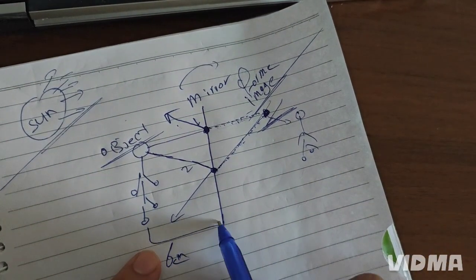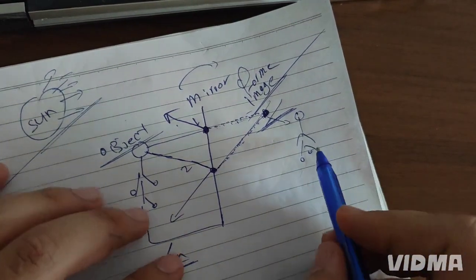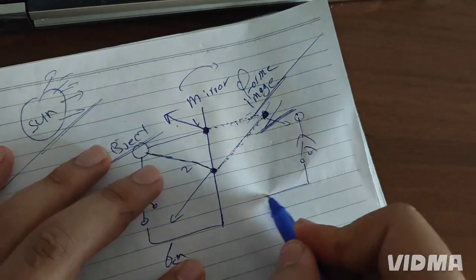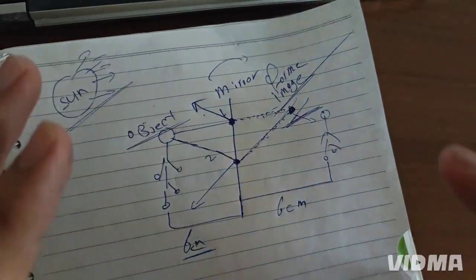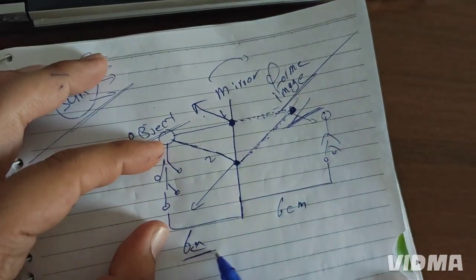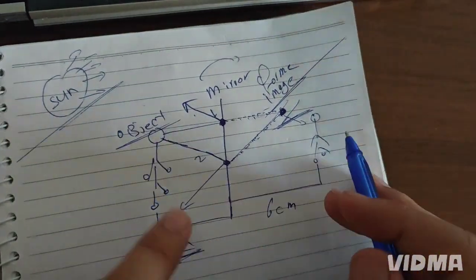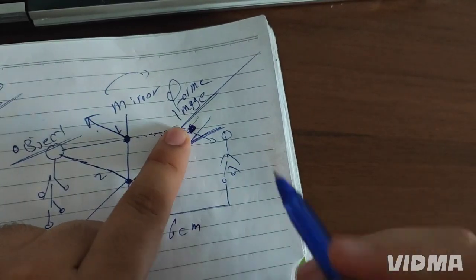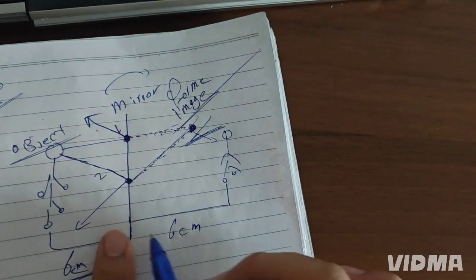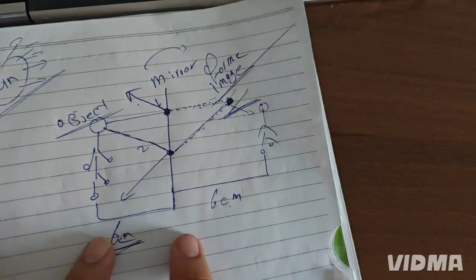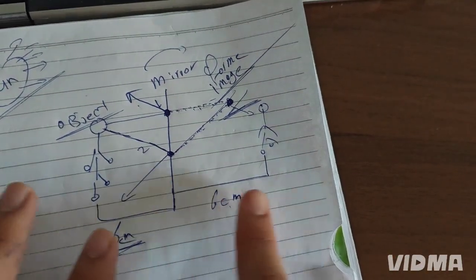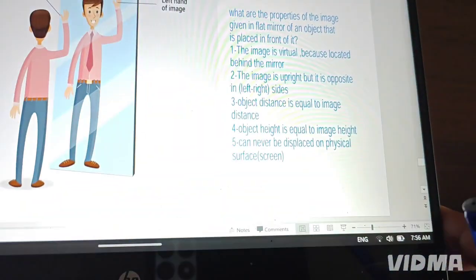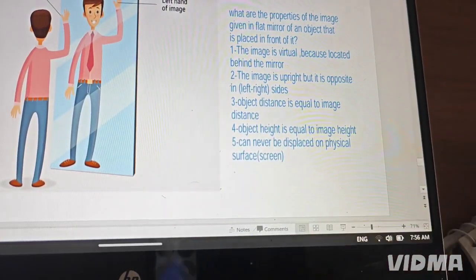So this is the object that we put in front of the mirror. The distance was 6 centimeters. This is the image that is located behind the mirror. Again, the distance between this image and the mirror is 6 centimeters. So in a flat mirror, the object I put in front of the mirror is 6 centimeters away, and the image is created at a point 6 centimeters behind the mirror. The distance between both of them is the same. The object with the mirror and the image with the mirror have the same distance. Look, object distance is equal to image distance.